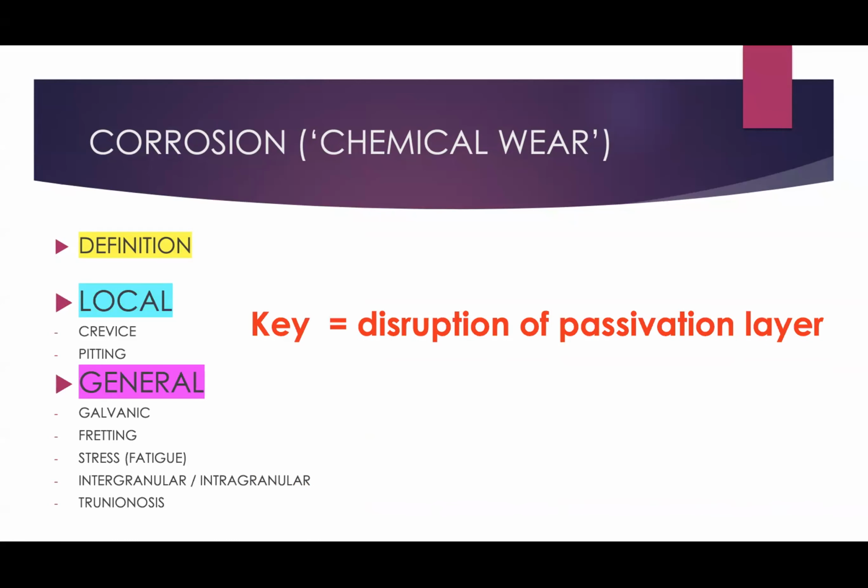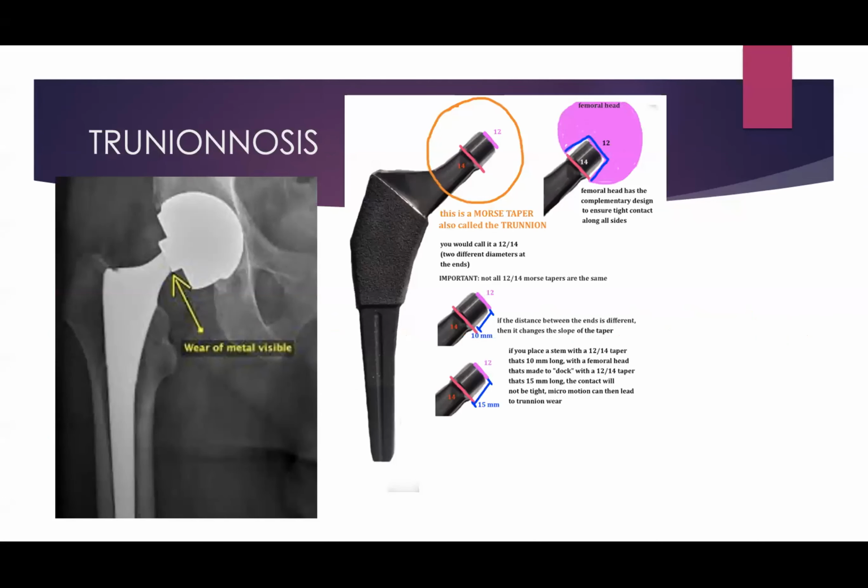The key point to remember is some sort of mechanical event happens which disrupts the passivation layer. So it could be at a local level where there's a microenvironment, there's increased hydrogen ions, more acidic. And because of that disruption of the passivation layer, it basically makes it more susceptible to corrosion.